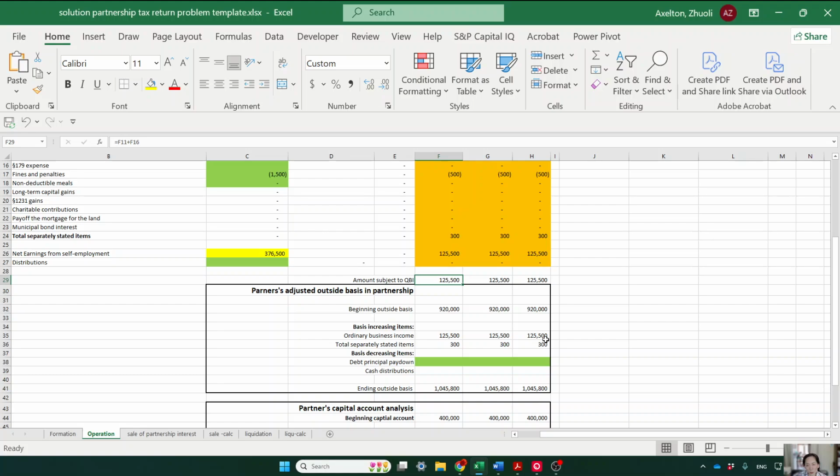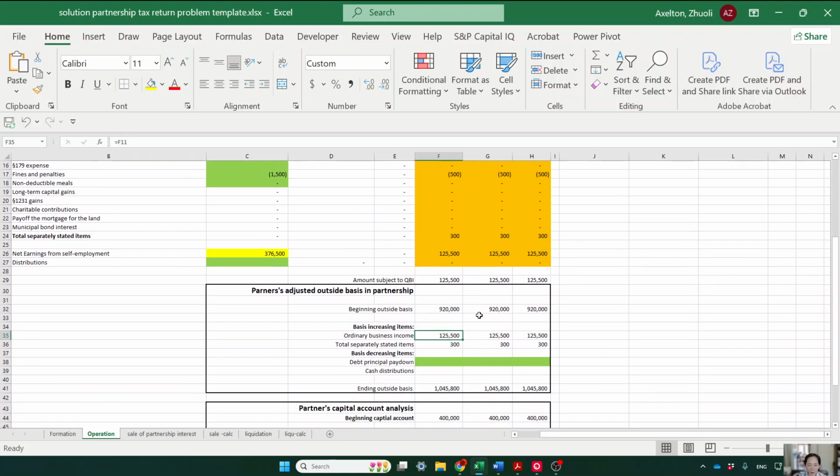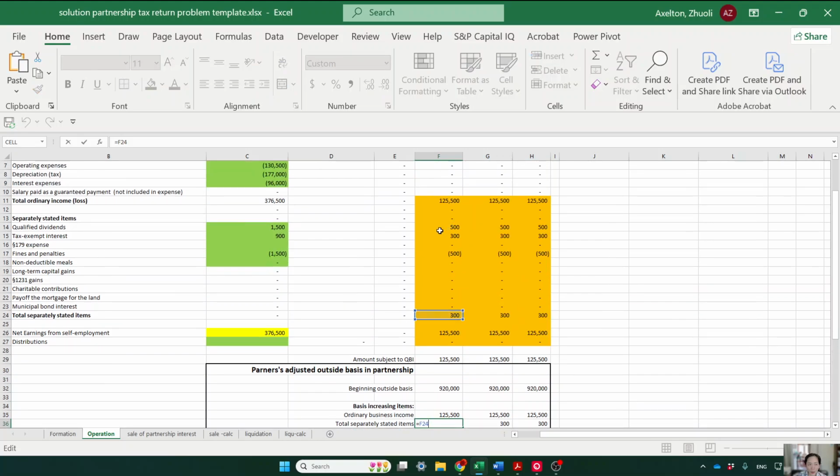Okay, and then once we finish the operation tab, the partner's outside basis will be adjusted based on the income loss reported here. To note, the outside basis is a carryover from the formation tab, and the ordinary business income will be from the calculation above, and total separately stated items cover pretty much everything. So all the qualified dividends, tax exempt interest, non-deductible expenses, all that stuff.